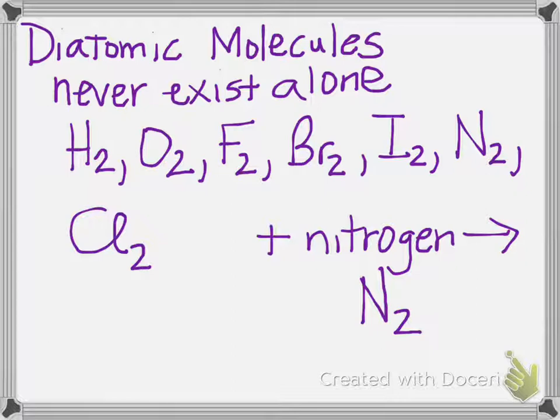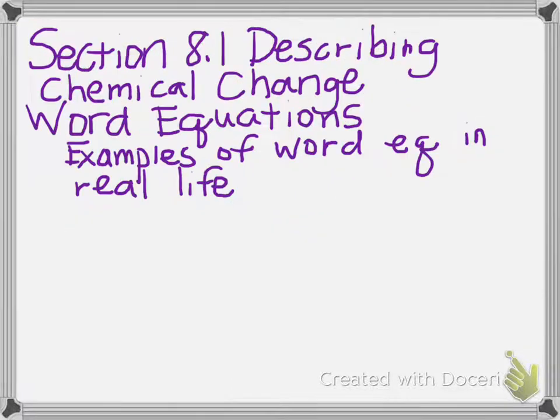Again, they are listed on the bottom of your helper sheet or of your polyatomic ions you have memorized. So they are there for you. So that kind of concludes the review portion of this. Moving on then to describing chemical change and word equations.